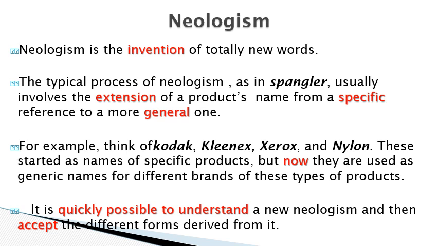It is quickly possible to understand a new neologism and then accept the different forms that derive from it. You see, it is very easy. For example, any invention of, say, a mobile brand nowadays, Xiaomi, Realme, Oppo, etc., is going to be understood by people quicker than before, and these names are going to be accepted, and we also can derive new words from them.